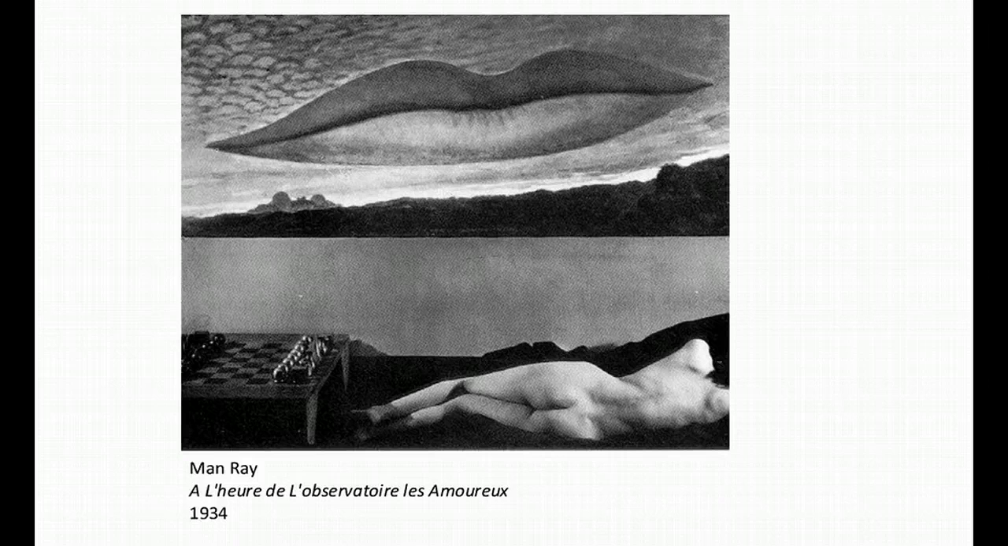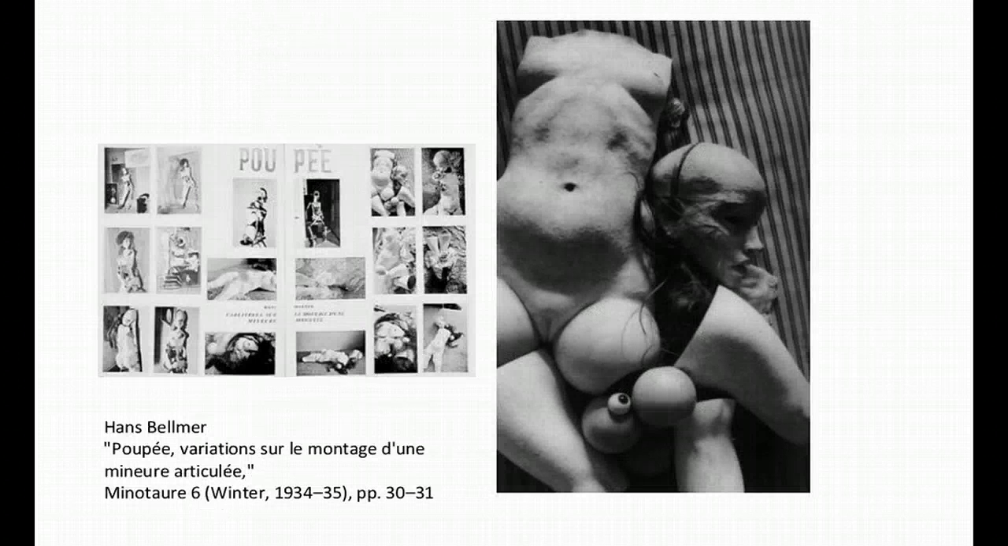Here we have another Man Ray photograph. Again, these peculiar representations of women. Hans Bellmer made a photographic spread called Pupille, variations of the montage of one... what's that word? Mannequin. So he used this mannequin. He found all of these mannequin parts, and he made these various kinds of collages out of them.